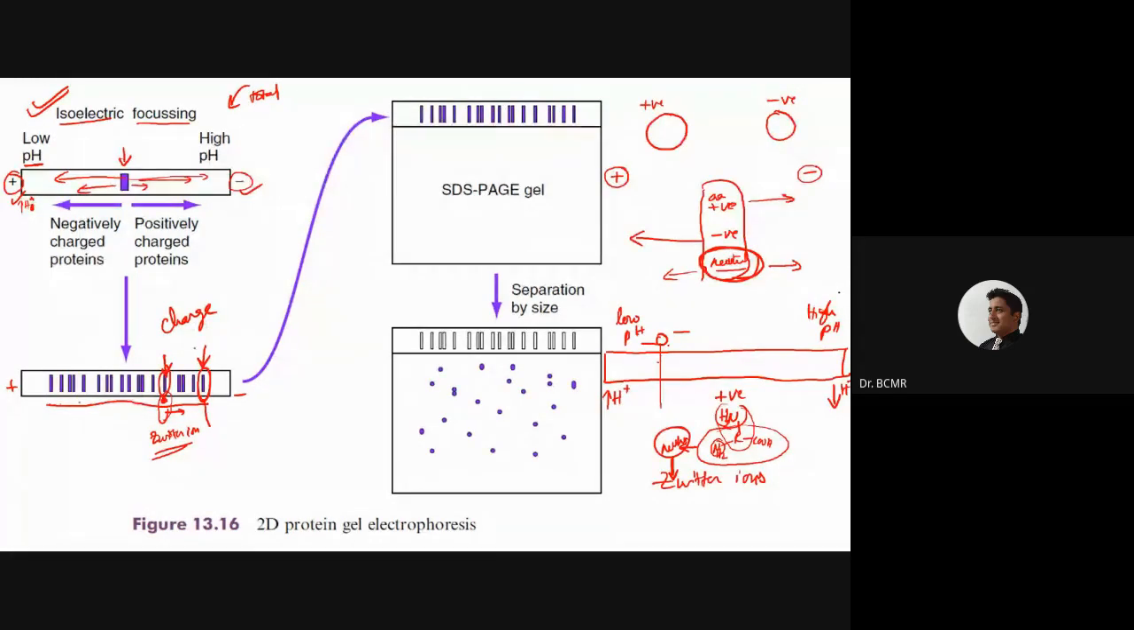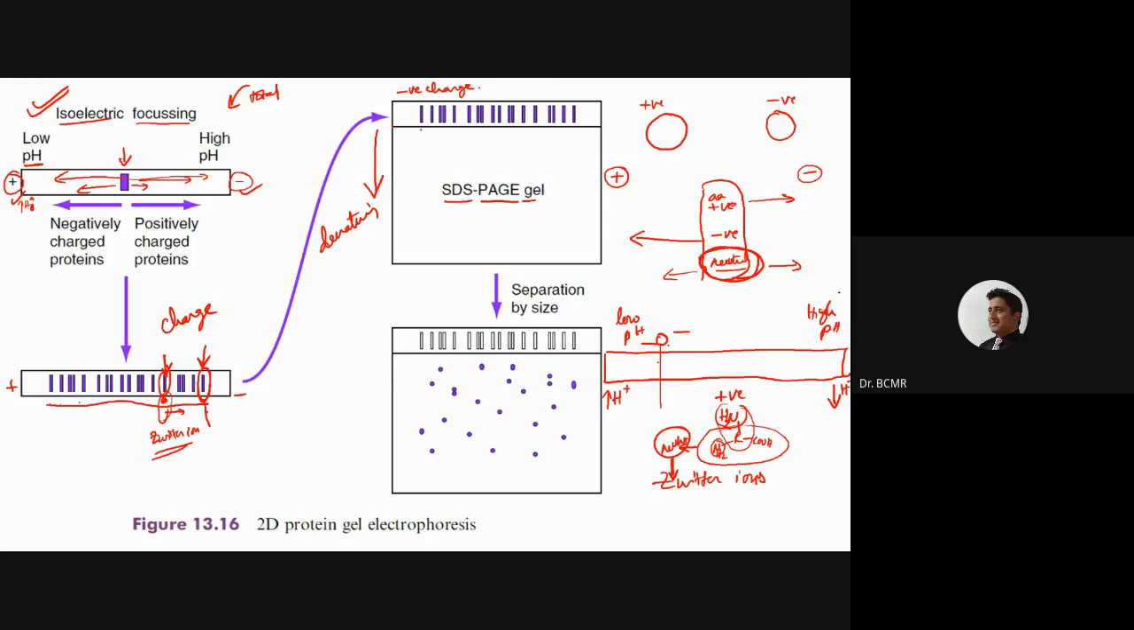Then what you have to do is put this strip here and perform SDS-PAGE, the one that we generally do in the labs. SDS-PAGE uses a sodium dodecyl sulfate polyacrylamide gel, so it is a denaturing gel. All the proteins are now singled out and stretched out in a way, and all the proteins will have a net negative charge. So charge doesn't have any more role in it.